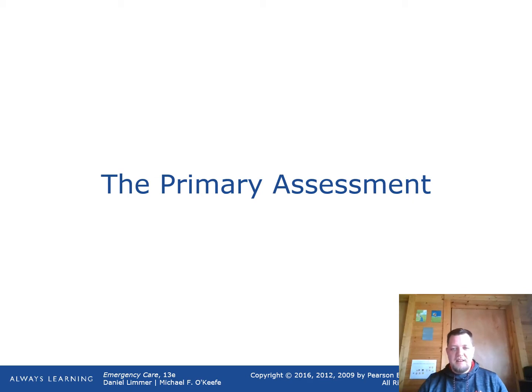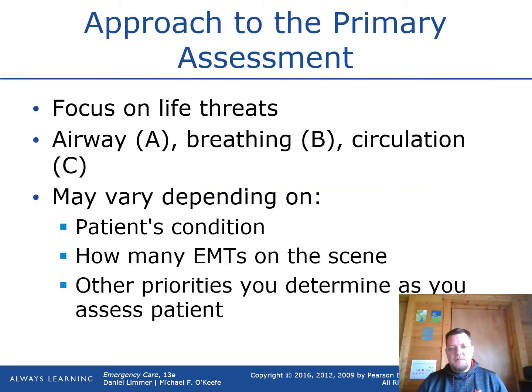We donned our BSI. We determined whether we had a mechanism of injury or the nature of illness, basically why they called 911, and how many patients we had, and if we needed any additional resources. In this one, we're going to look at the primary assessment and how all of that kind of follows. Okay, so our approach to this is we're going to focus on life threats.